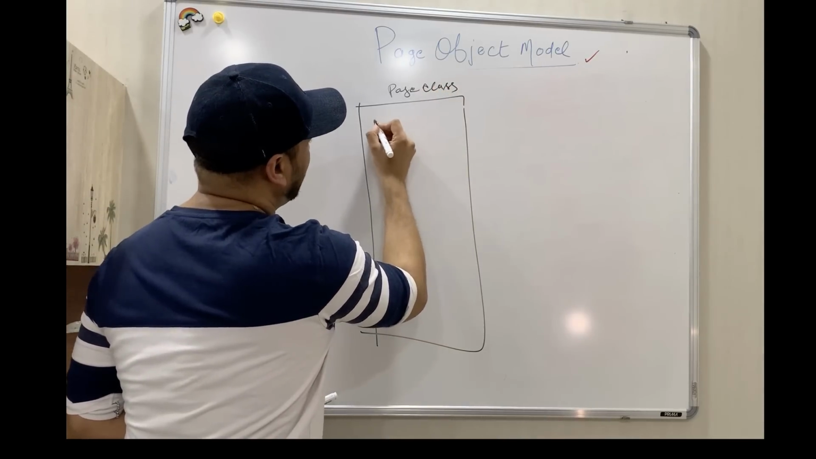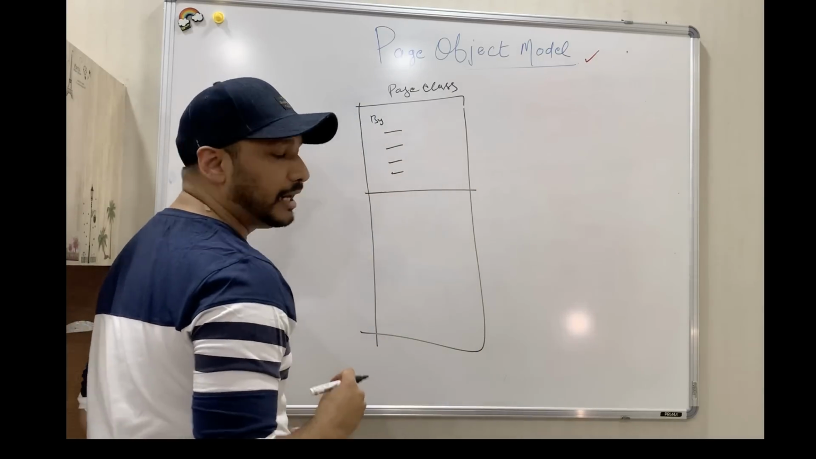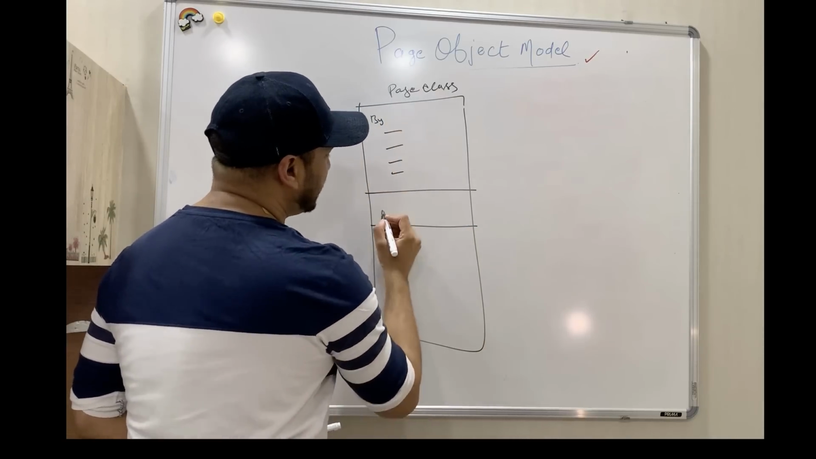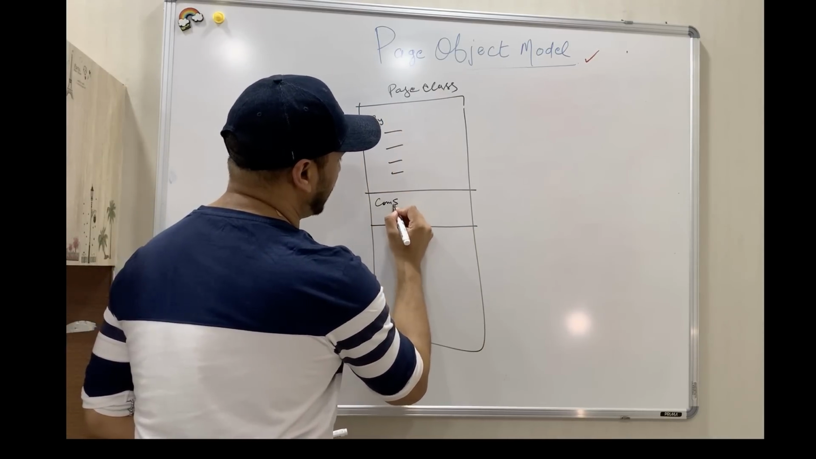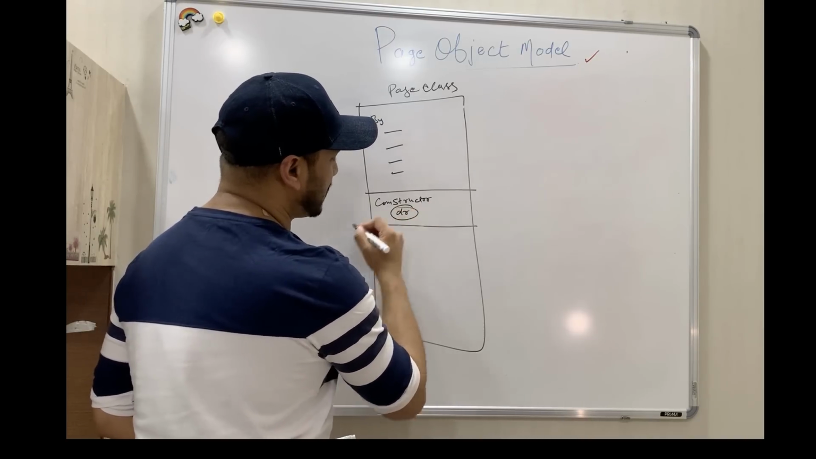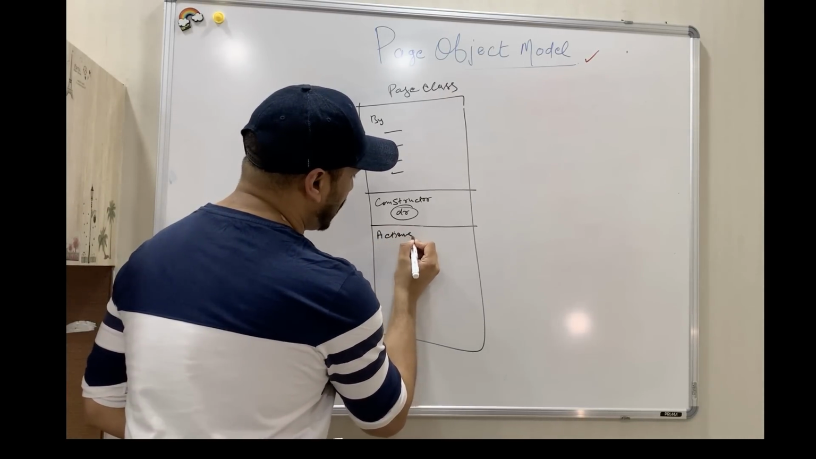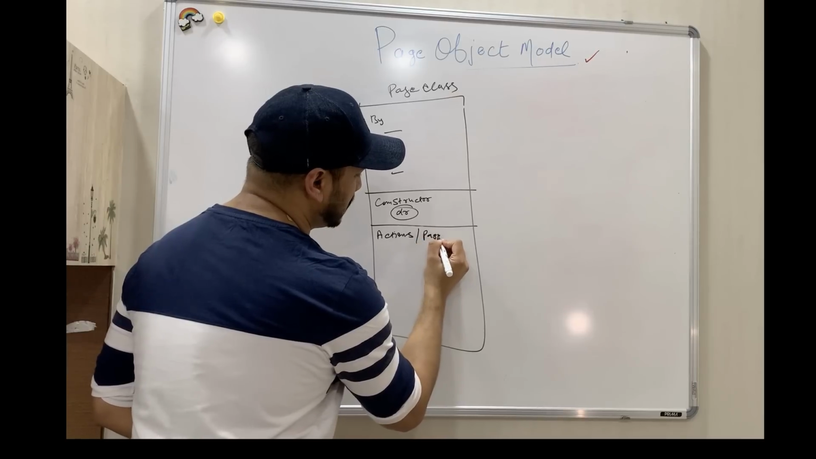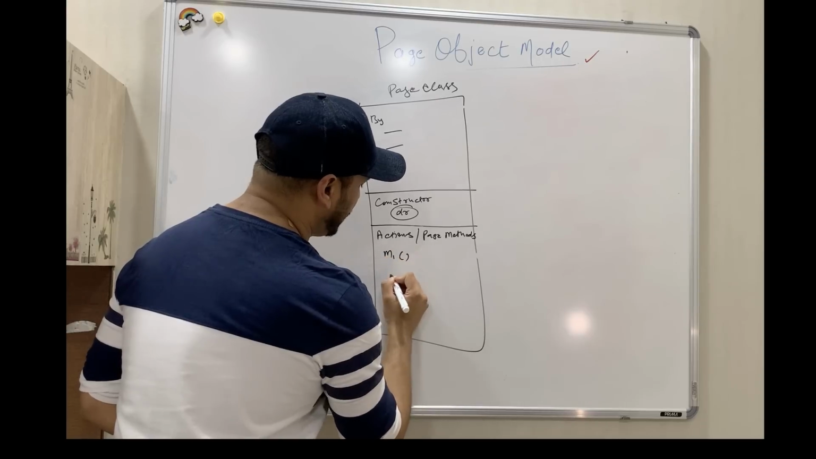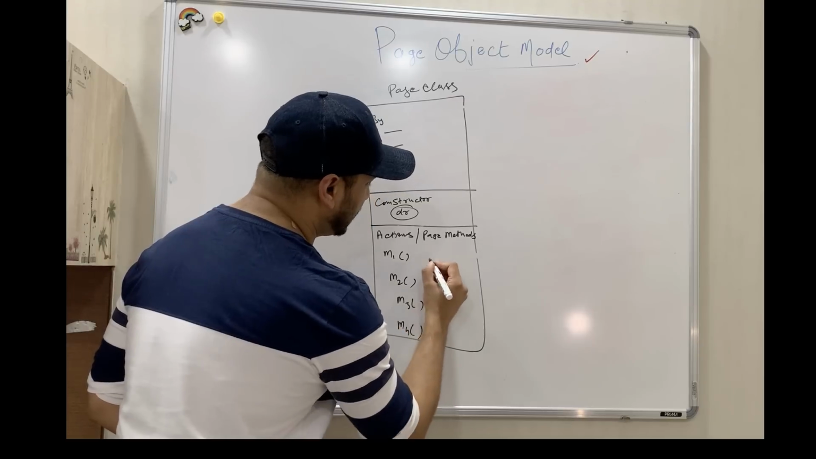In my page class, I'll be writing my different By locators: 1, 2, 3, 4. This is my first section, the By locators. The second section is that I'm going to create a constructor of this particular class, where I'll be passing the driver so that my driver will be initialized over here. Then the third section is my page actions or page methods. I'll be writing different methods, M1, M2, M3, M4, four different methods.